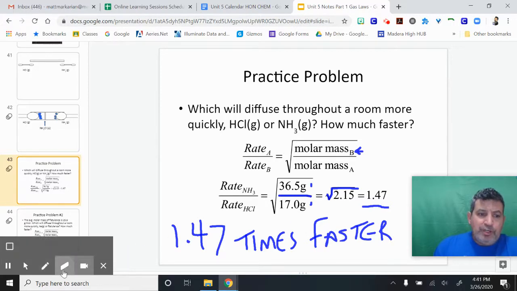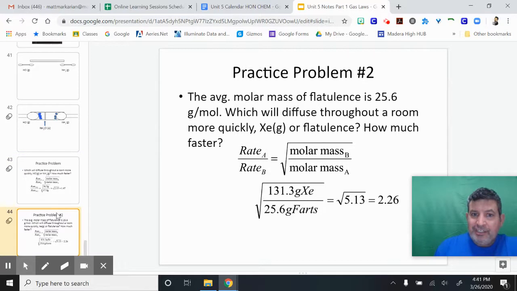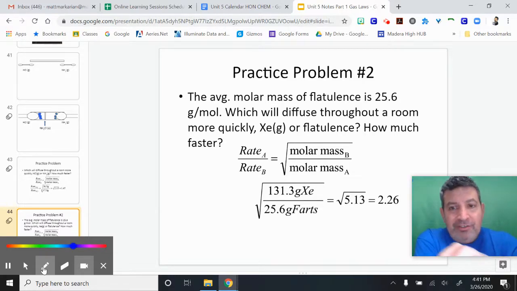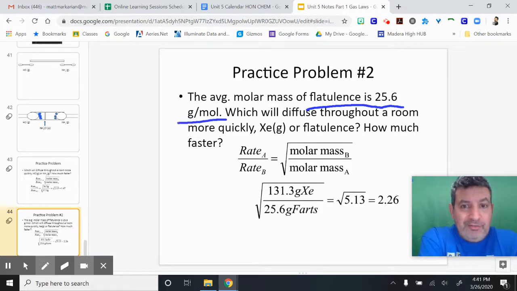In the next one, it's kind of gross, but we've got to tie it to real life. We talk about an example with flatulence, which is what comes out of us when we toot. So the average molar mass of flatulence, yes, I looked it up. Yeah, it's in my search history now. I think it's on my work computer. It's 25.6 grams per mole. That's how much a fart, if you will, weighs per mole on average.